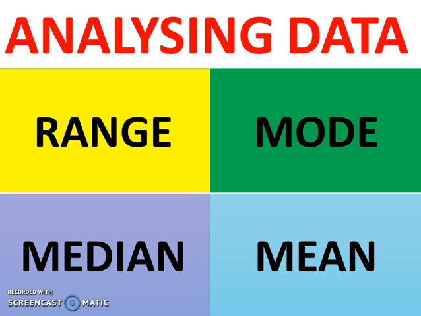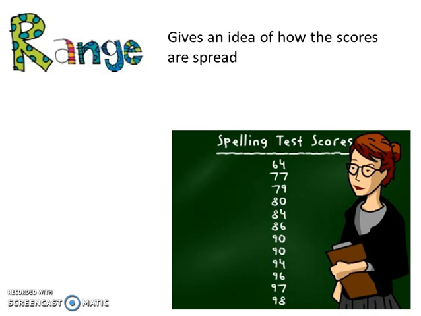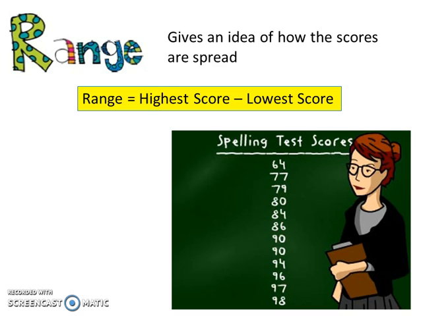Finding the range, mode, median and mean of sets of data is the main way that we actually analyse information that we get. So first of all, looking at the range, this gives us an idea of how scores are spread out. So looking at these spelling test scores, they're listed in order from smallest to largest.